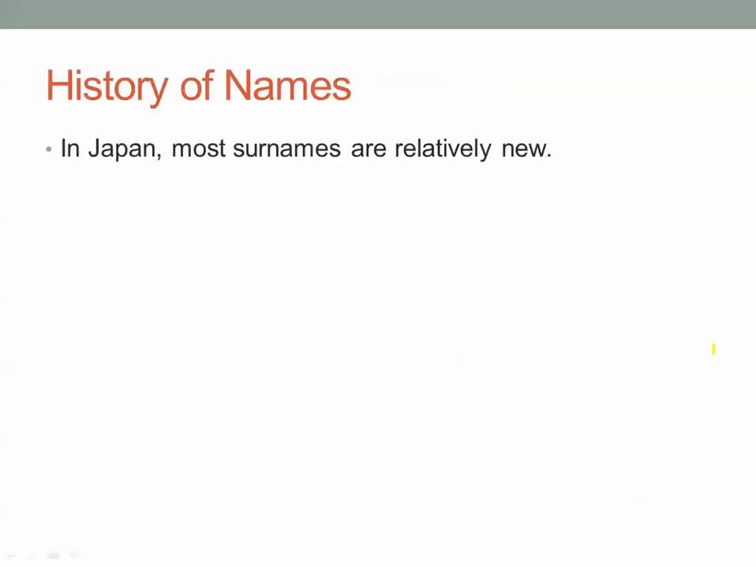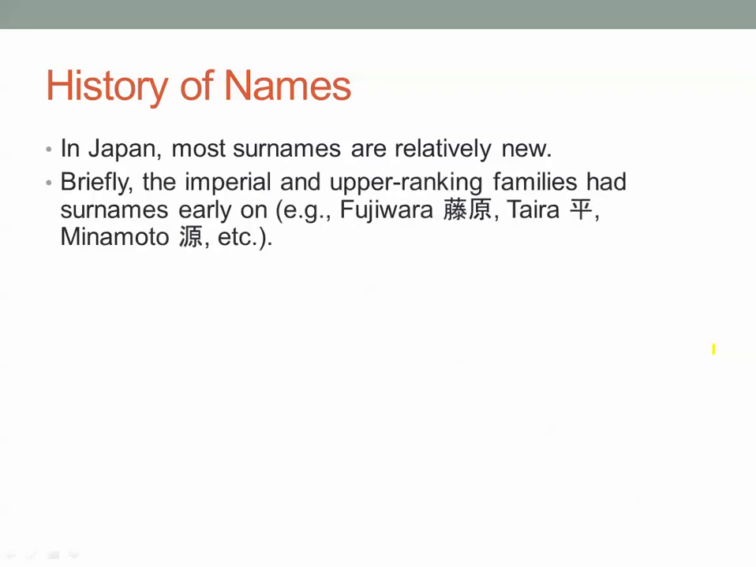So a little bit about the history of names, and this brings us full circle back to the beginning of the lecture in which we were looking at the tremendous number of surnames that exist in Japan, over 100,000, which is just a remarkable contrast with China and Japan. But in Japan, actually, most surnames are relatively new. So to try and put this history in a little nutshell, the imperial and the upper-ranking families had surnames fairly early on. So we're talking about the Heian period.